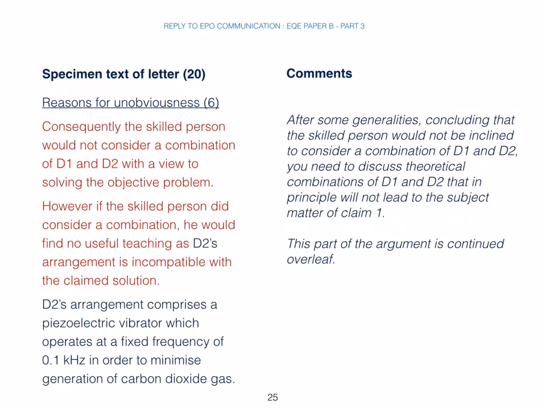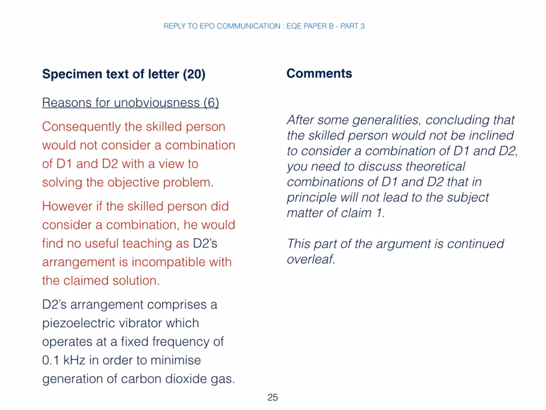That, there again, is after some generalities, you conclude that the skilled person would not be inclined to consider a combination of D1 and D2, and then afterwards we need to discuss theoretical combinations of D1 and D2 that in principle will not lead to the subject matter of claim one. So then we carry on. However, if the skilled person did consider a combination, he would find no useful teaching as D2's arrangement is incompatible with the claimed solution.